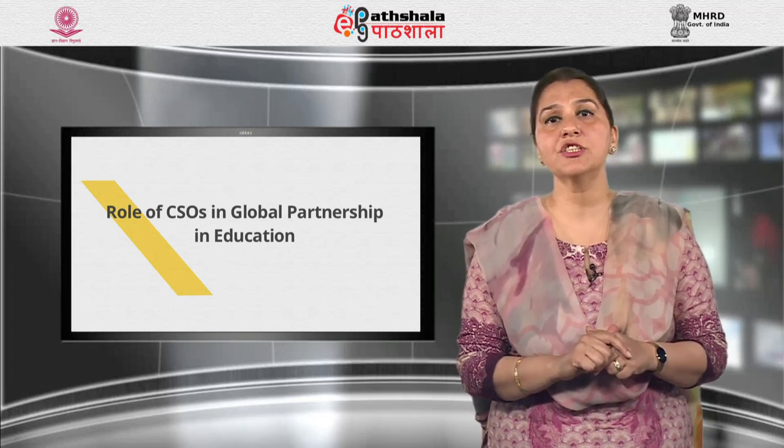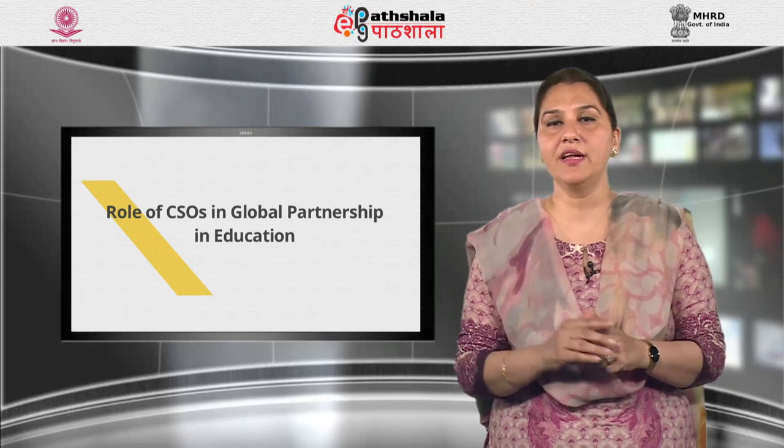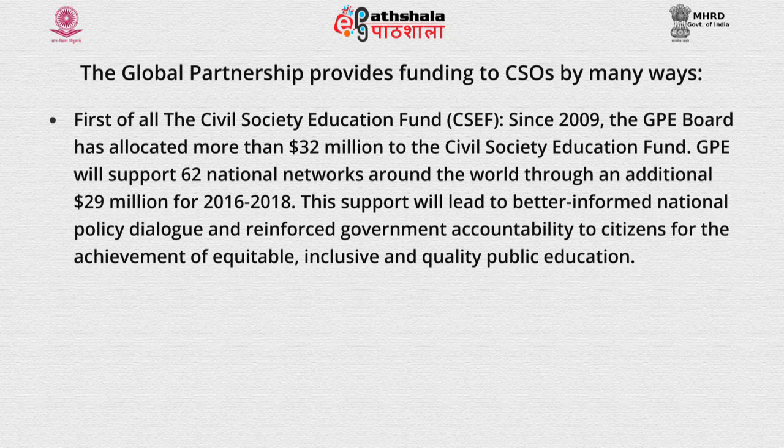and national education policy processes. The Global Partnership provides funding to CSOs in many ways. First of all, the Civil Society Education Fund. Since 2009, the GPE board has allocated more than $32 million to the Civil Society Education Fund. GPE will support 62 national networks around the world through an additional $29 million for 2016 to 2018. This support will lead to better informed national policy dialogue and reinforced government accountability to citizens for the achievement of equitable, inclusive and quality public education.